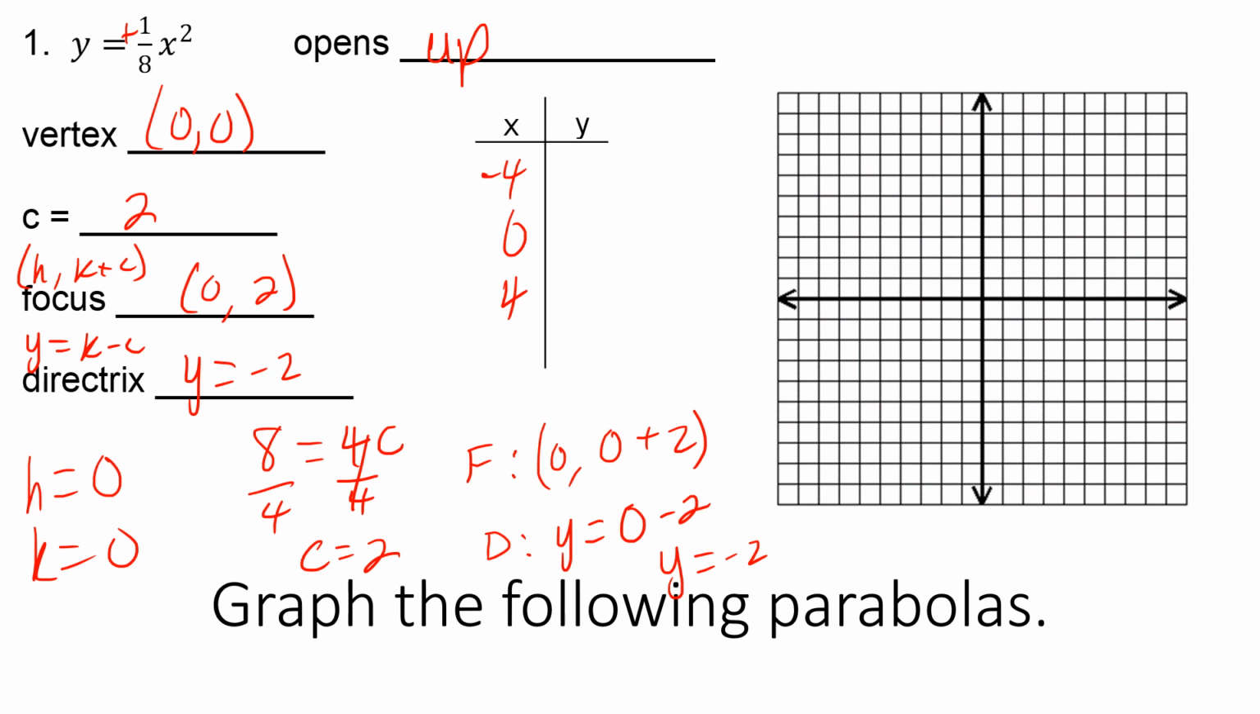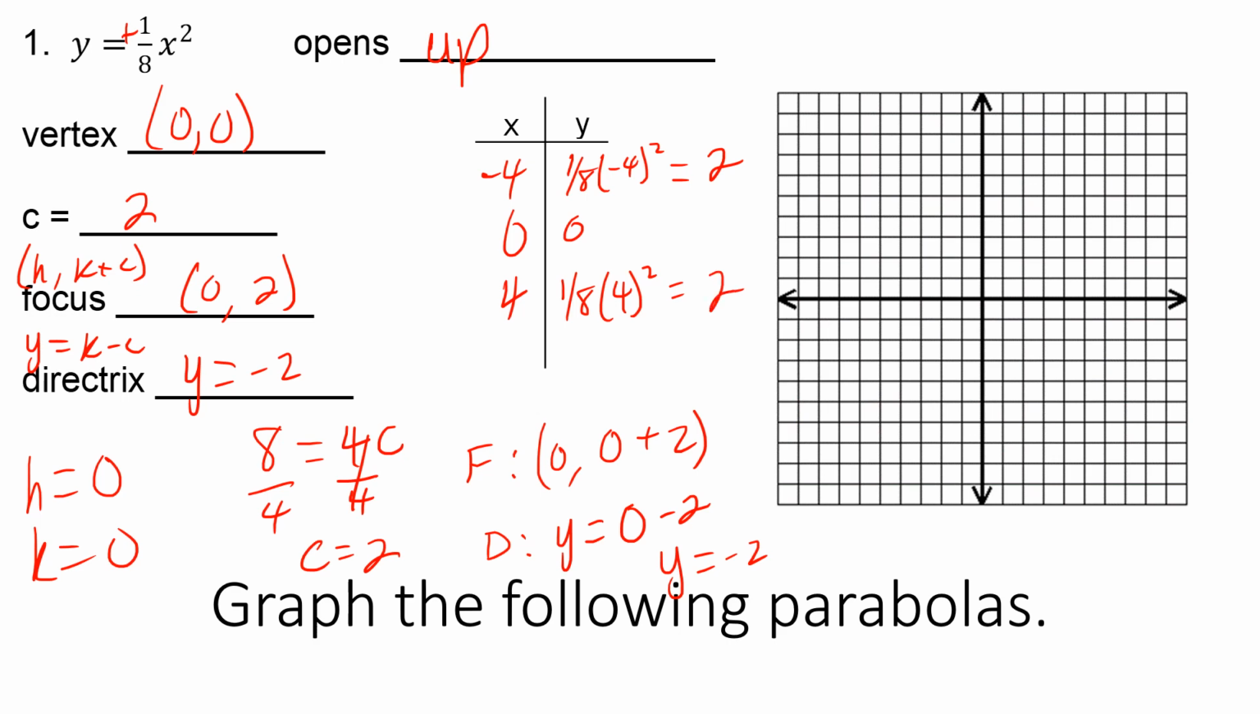At negative 4, when I substitute negative 4 in, I'm going to have 1/8 times negative 4 squared. So that's 16 divided by 8 gives me 2. I already know that's 0, and the same thing here. Because parabolas are symmetrical, these are going to be the same value if they're the same distance from 0, right? So just to show you what we mean, 1/8 times 4 squared is going to equal, 4 squared is 16. 16 divided by 8 is 2.